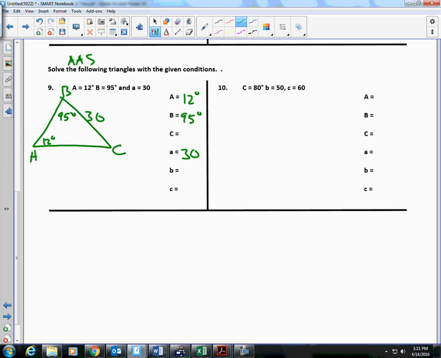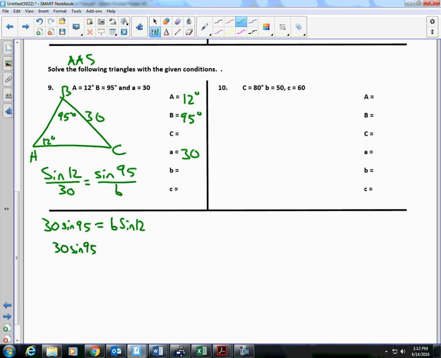All right, so I'm going to set it up. The sine of 12 divided by 30 is equal to the sine of 95 over B. Cross multiply: 30 sine of 95 is equal to B sine of 12. So 30 sine of 95 divided by the sine of 12 is equal to B.